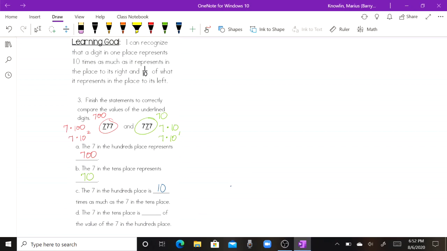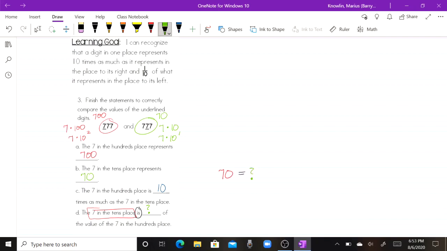Okay? All right, let's take a look at D. Now for D, let's break this one down. It says the 7 in the tens place is blank of the value of the 7 in the hundreds place. So let's try this now. We have the 7 in the tens place, right? 7 in the tens place represents 70. Is represents our equal sign. We're going to keep a question mark right here. So our question mark is our blank because we don't know what that is right now.